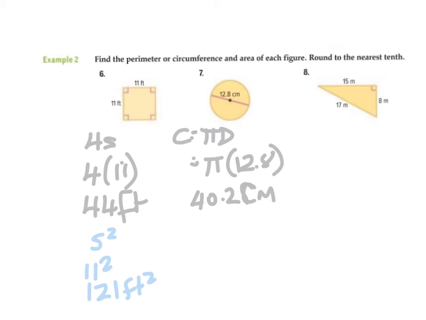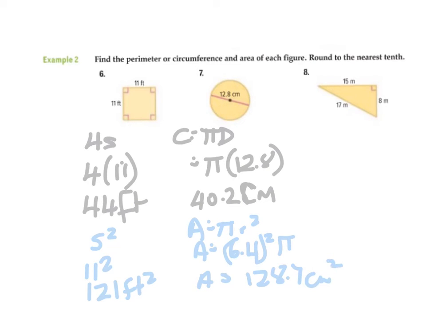Okay, and then again, this time it's changed. So this time for the area, so area equals pi r squared. So this time we're doing the radius. Okay, so that's pi times whatever the radius is. So half of 12.8 is 6.4. So it's going to be 6.4. We're going to square that and times that by pi. So the area this time is going to be 128.7. And again, it's centimeters squared.